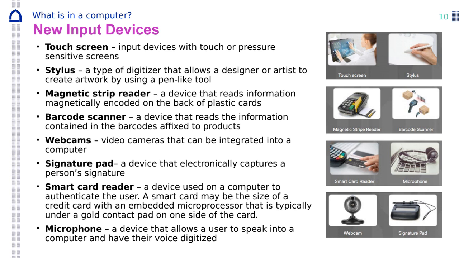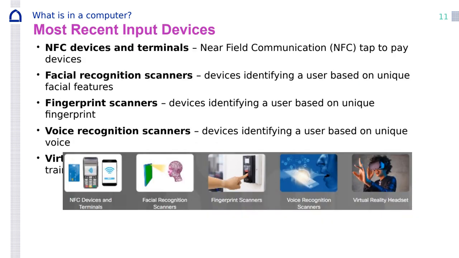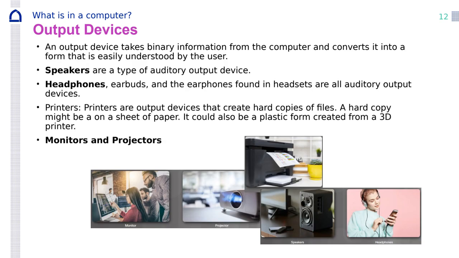We have the stylus. You see how it looks, you can write with it. Barcode scanner, webcams, microphone. Among the most recent input devices, we have NFC devices, near field communication. We have an example here, when you put your card or your mobile. Facial recognition scanners are input too. For output, we have speakers, headphones, monitors, and projectors.